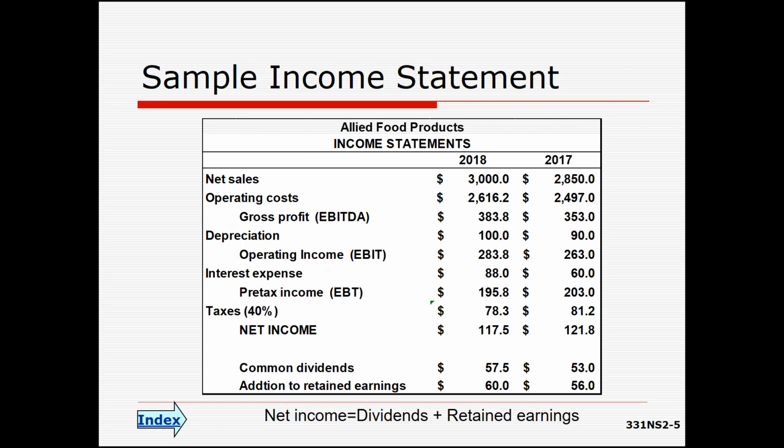Allied's income statements for 2017 and 18 are on this slide. Consistent with our goal of keeping these statements simple and basic, their income statement is uncomplicated. Beginning with top-line net sales, we subtract operating costs to arrive at gross profit, EBITDA, earnings before depreciation and amortization. Subtracting depreciation yields operating income, EBIT, earnings before interest and taxes. Subtracting interest expense results in pre-tax income, EBT. Applying the corporate tax rate of 40%, we arrive at the bottom line, net income. Note that net income is divided between common dividends in addition to retained earnings.